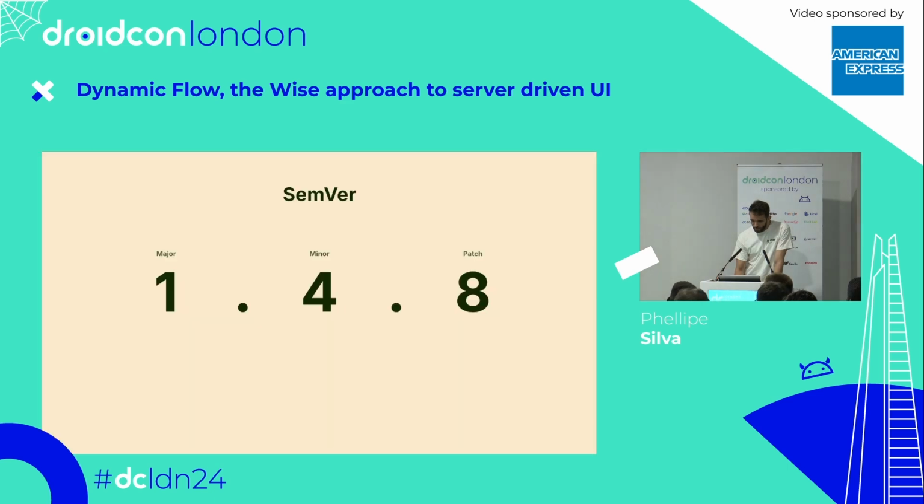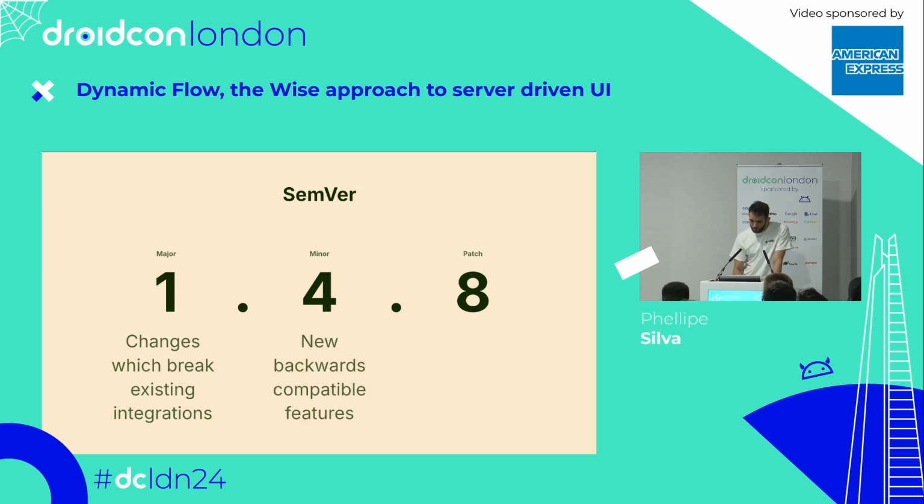Today we use semantic versioning in our libraries, meaning that any bump we do on a major version would mean that we would be introducing breaking changes to existing integrations. A minor bump means we are introducing changes that are backwards compatible, like features. And patch is for minor backward compatible changes.